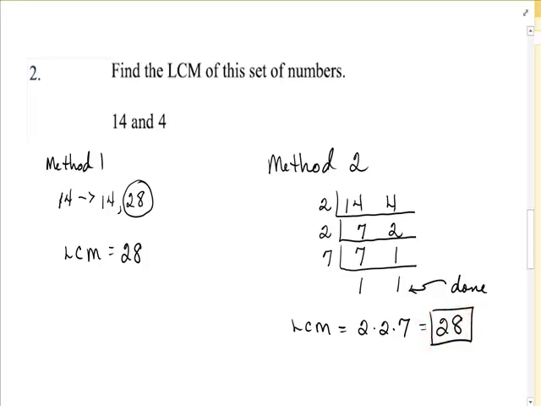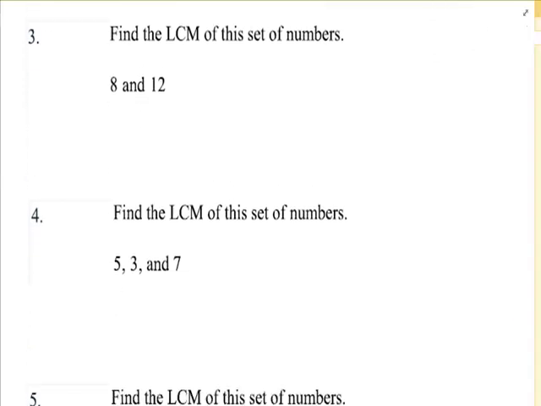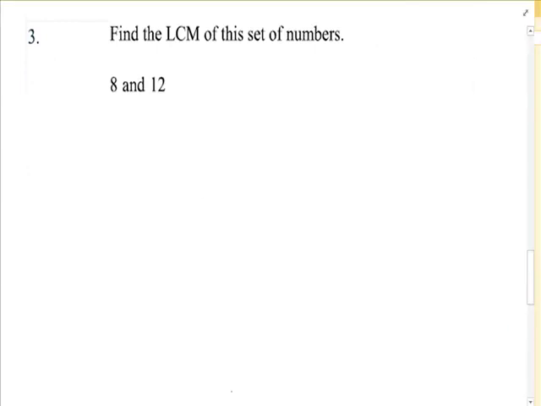So it did not matter whether I used the listing of the multiples or I used prime factors, I still got that both 14 and 4 will go into 28. Let's look at another one. We may have done this problem as an example.